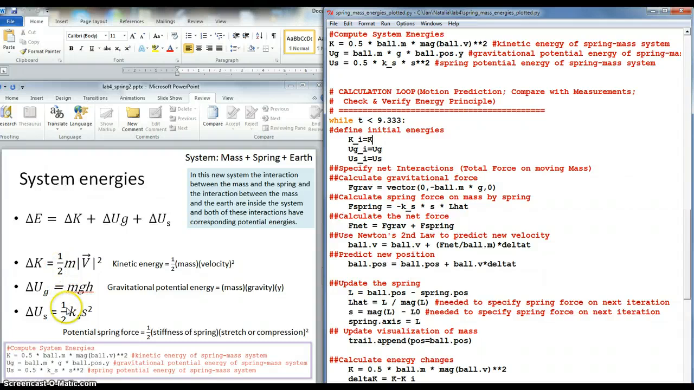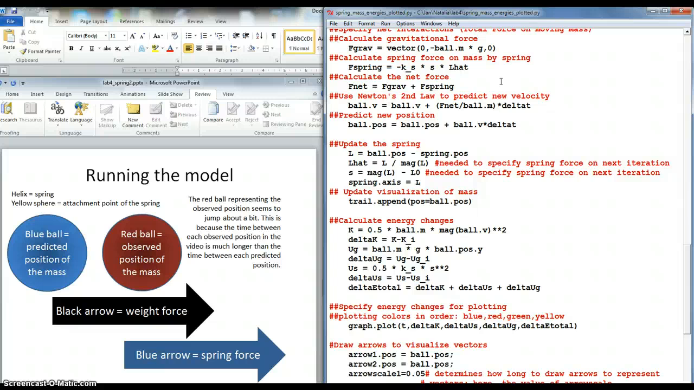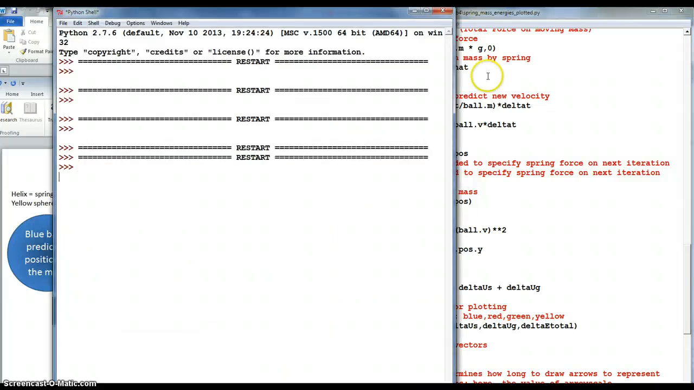These are the formulas which specify the energies, and this is their equivalent in Python code. In the while loop, we specify the energies at the start of each iteration, beginning with the initial energies when the time is equal to 0. Here, we compute the final energies for the system, and this allows us to find the energy changes. Now we run the program.